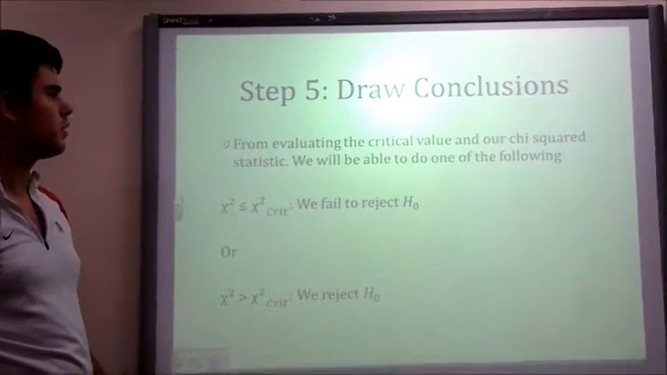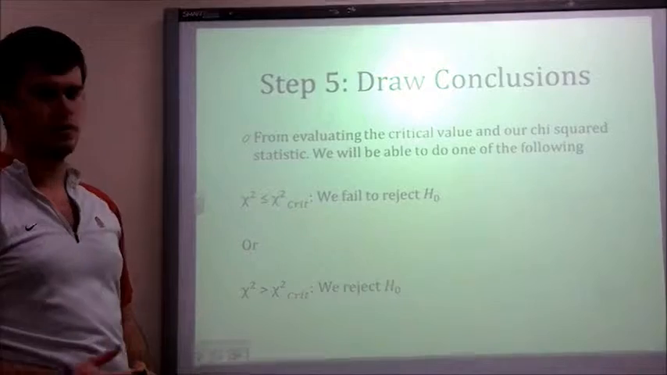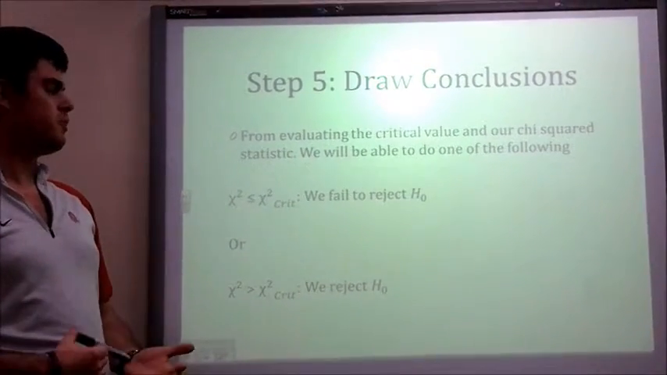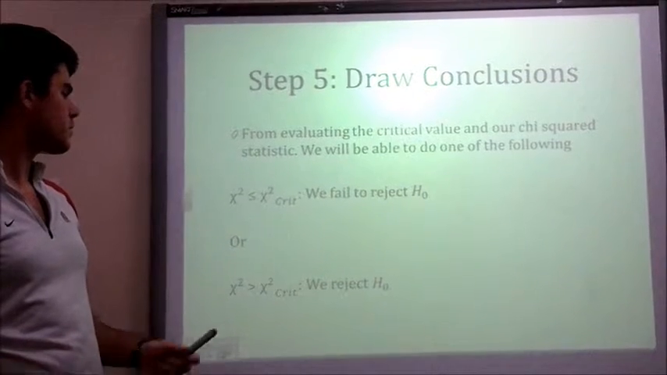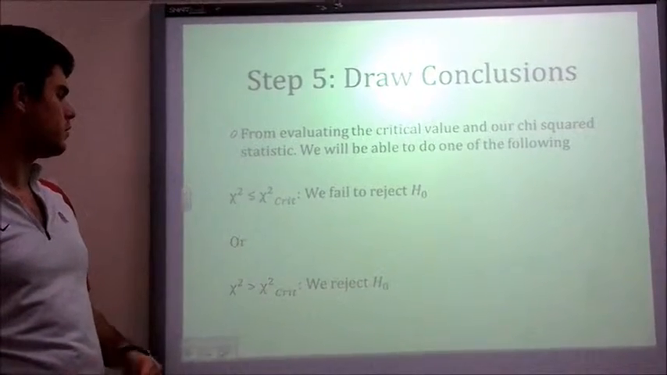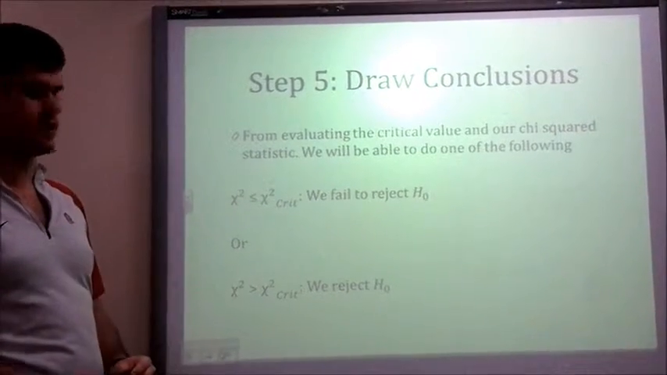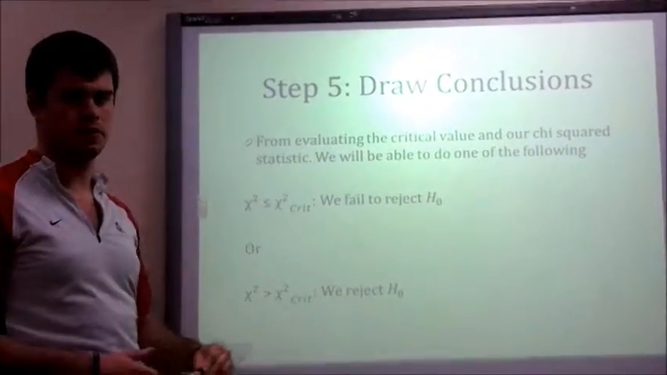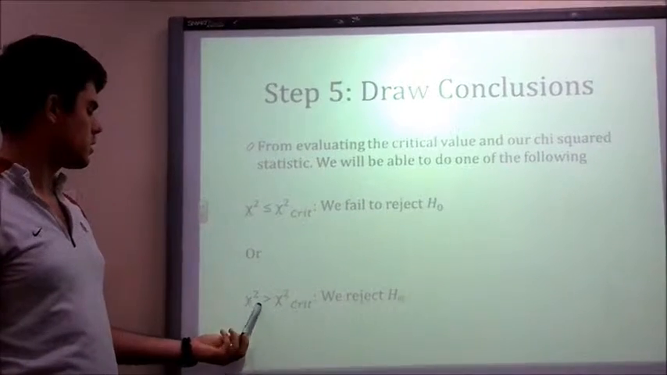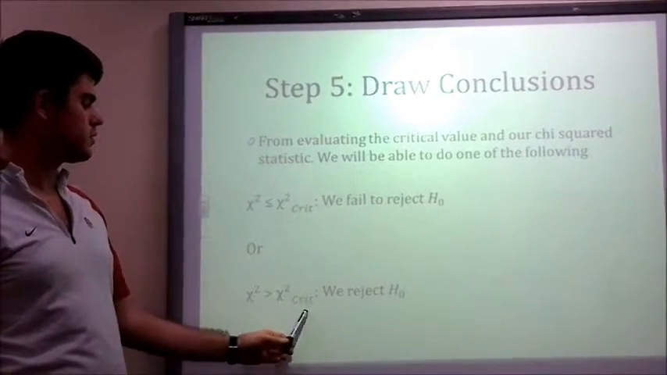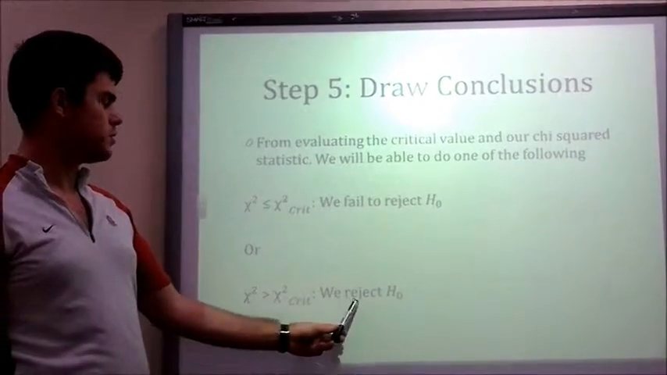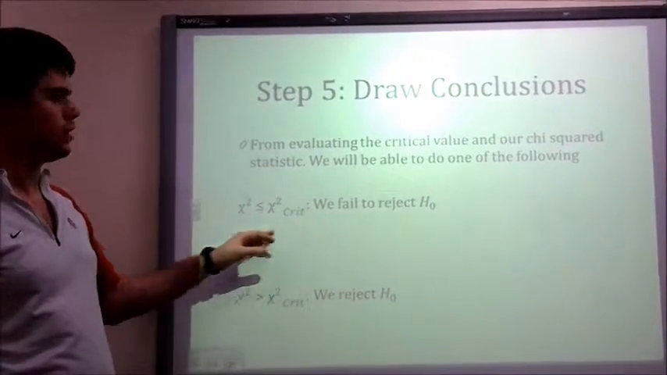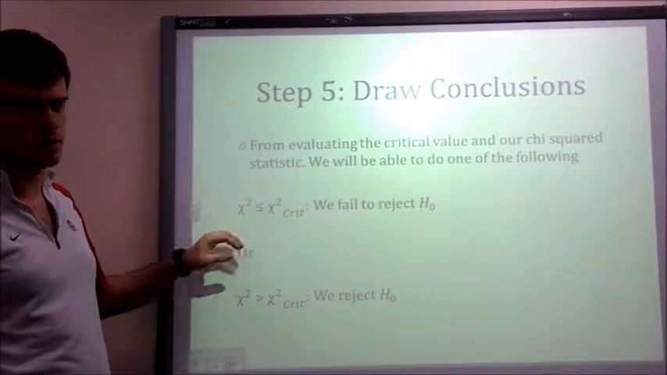Step 5. Draw your conclusions. From evaluating the critical value and our chi-squared statistic, we'll be able to do one of the following. Where the chi-squared statistic is less than the critical value, we fail to reject the null hypothesis. When the chi-squared statistic is greater than the critical value, we reject the null hypothesis. This one in plain English is accepting the null hypothesis to be true.